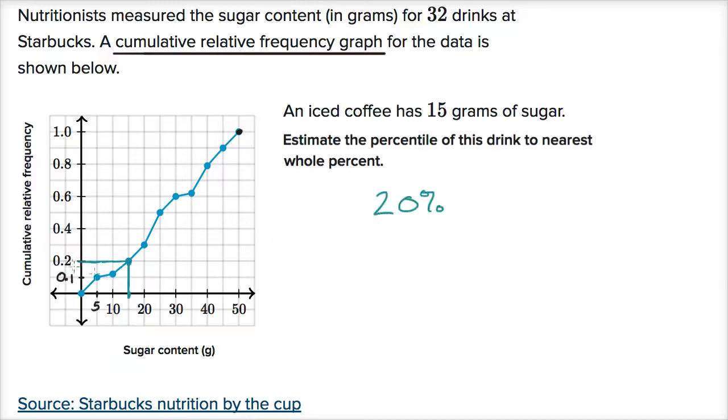Once again, another way to think about it is you could convert these to percentages. You could say that 20% have 15 grams of sugar or less, so an iced coffee is in the 20th percentile. Let's do another question.